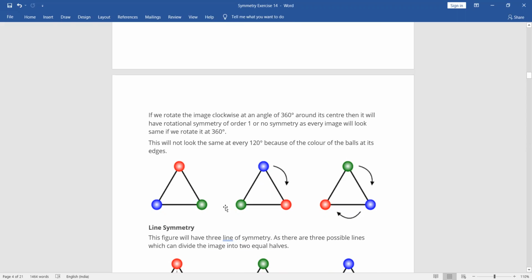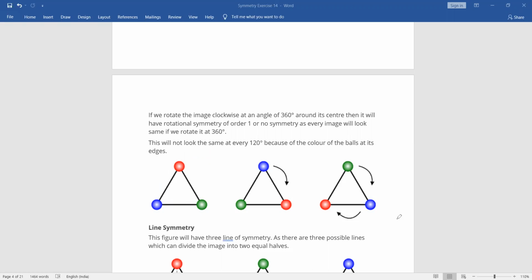This first turn is not 90 degrees. It is 120 degrees. The first rotation is 120 degrees, then another rotation of 120 degrees, then another rotation of 120 degrees. So here the angle of rotation is 120, and the order is more than 1. So the order of symmetry is 3.